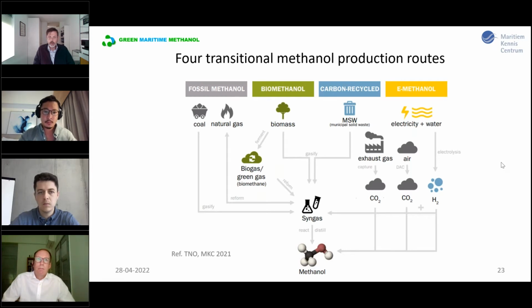And well, we started with the idea in mind, basically, that it would take up to 2030 to really develop the biomass and the biomethanol route, and then we would be able to shift towards e-methanol using, for instance, hydrogen and CO2 from exhaust gas or from air.